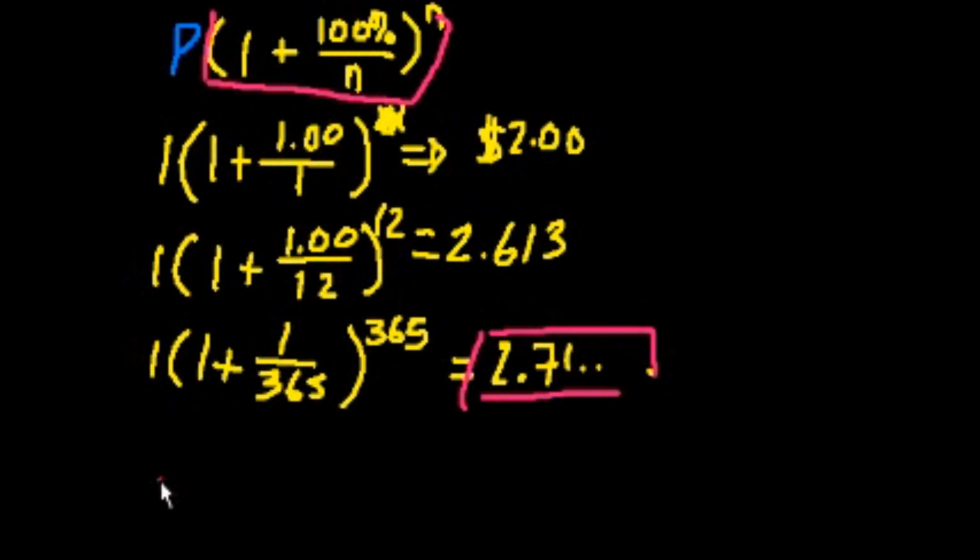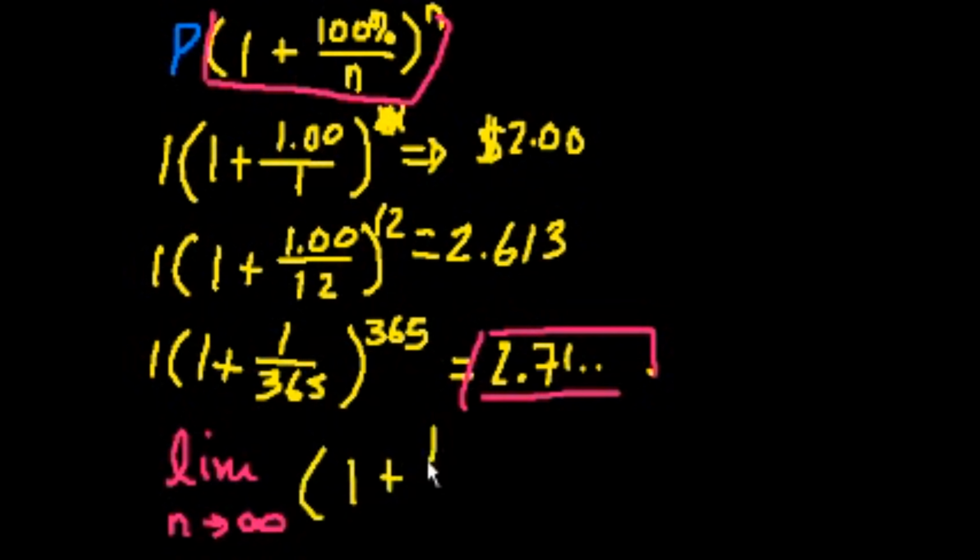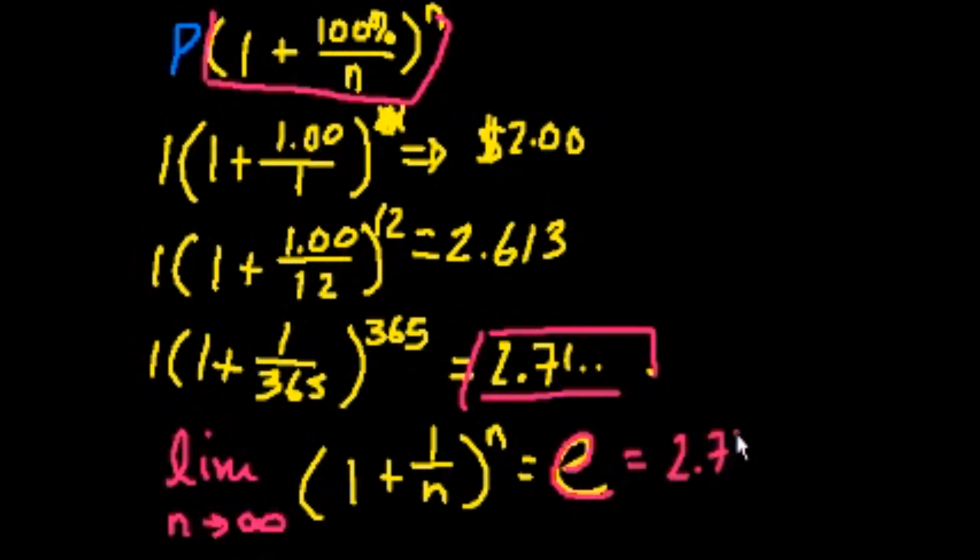So in general, what we could say is the limit. And the limit is just what happens as you approach something. The limit as n approaches infinity, and in our example, that's as we compound over smaller and smaller periods of time, of 1 plus 1 over n to the nth power is equal to this magical number, and I'll highlight it with another bold color, e. And that is equal to 2.71. I forget all the digits.